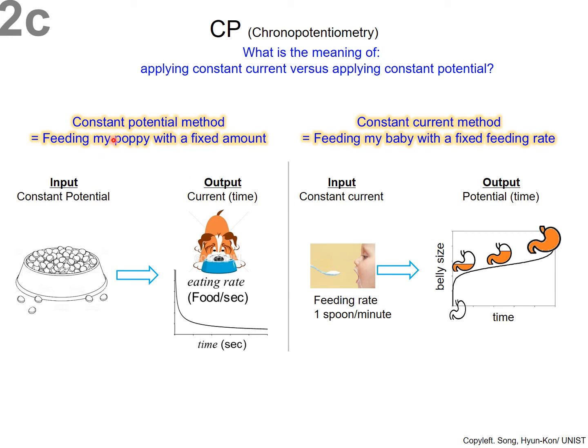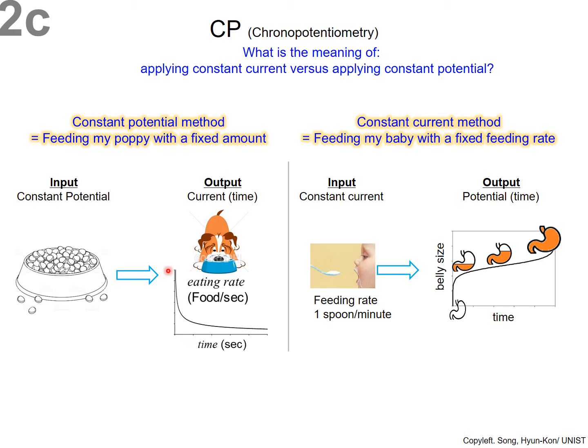The first method is feeding my puppy with a fixed amount, which is about the constant potential method. So here I have fixed the amount of food in a bowl. I have poured a pouch of doggy food into the bowl. And then I will let my doggy eat all of them. At the same time, I'd like to measure the eating rate, I mean food per second, over time.